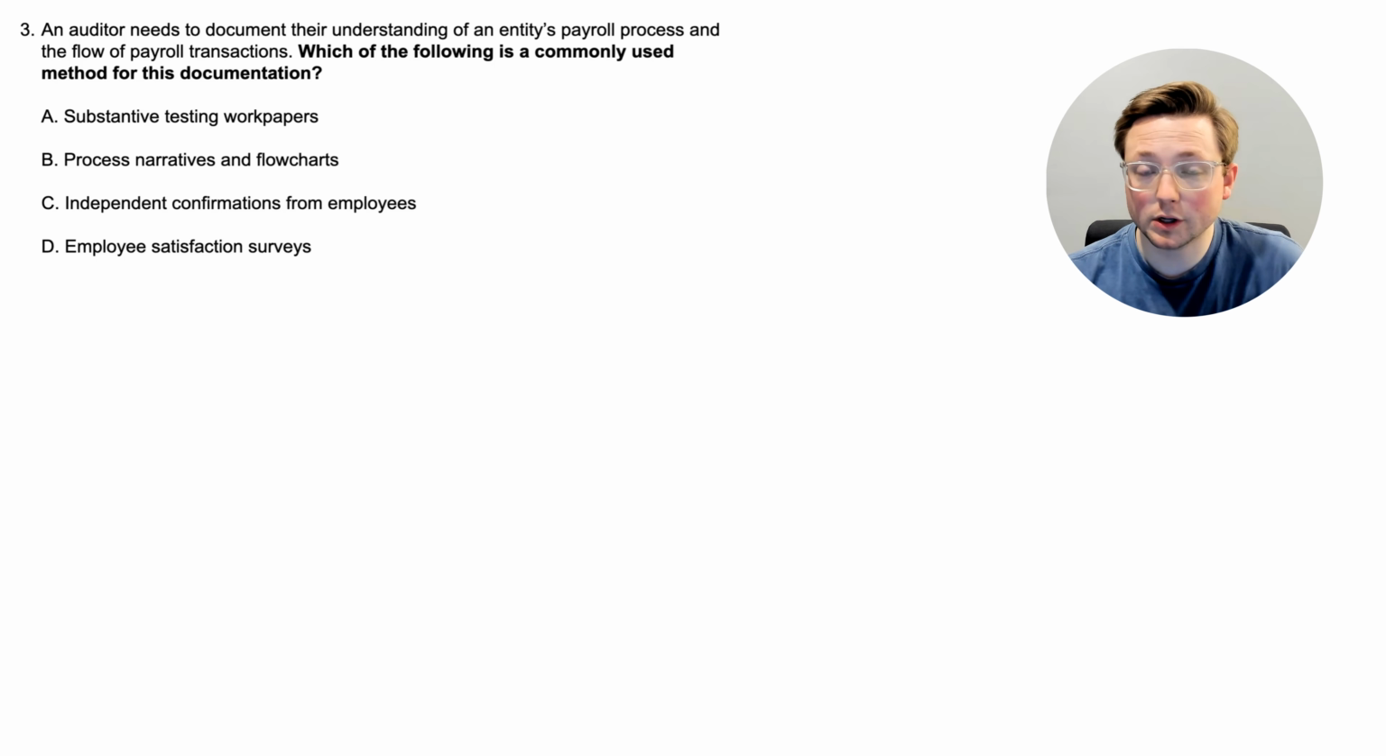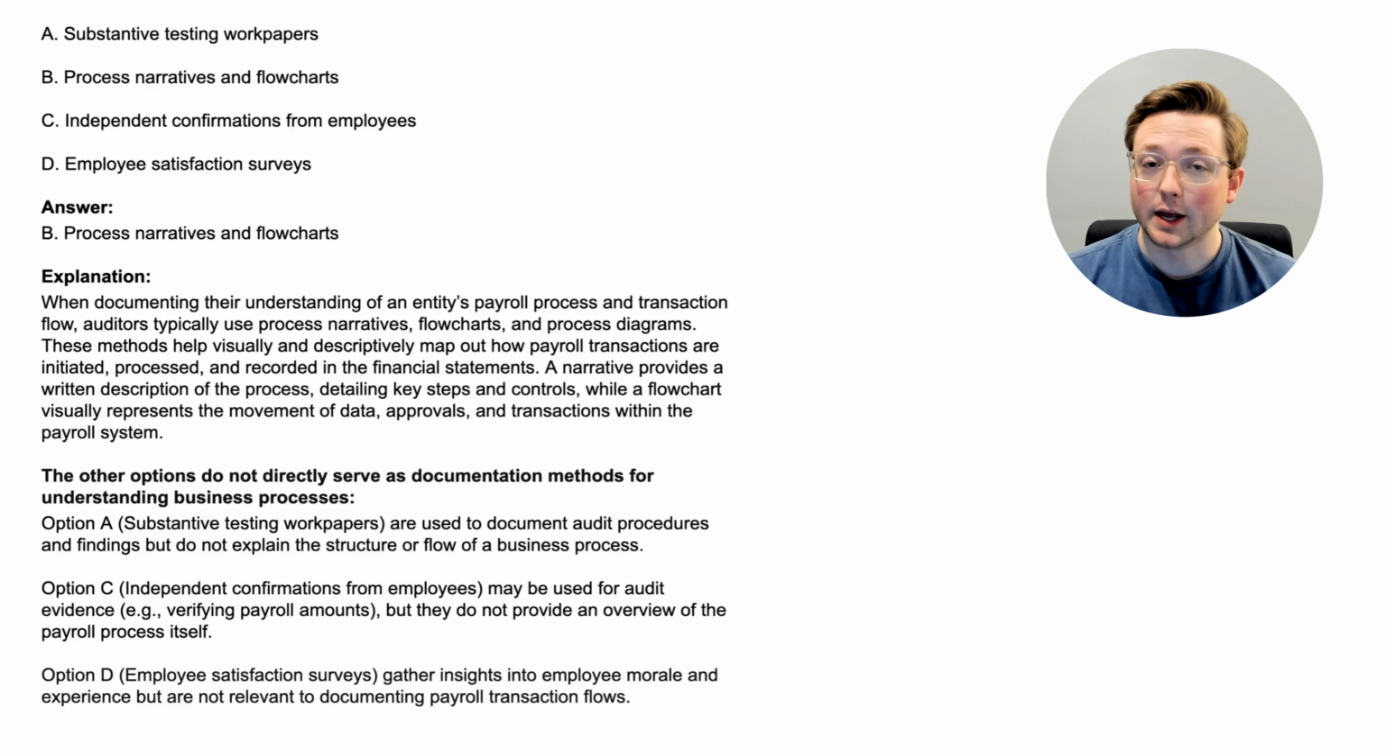Now, if you don't really know the answer to this, again, that's okay. We are just learning from these questions. So if you're ever confused, that's okay. We're just going to go straight to the answer and learn from this. That is one of the best methods you can use when learning from the multiple choice questions. So let's go ahead and dive into the answer. Okay, here we are. The answer is B, process narratives and flowcharts. Let's walk through this explanation.